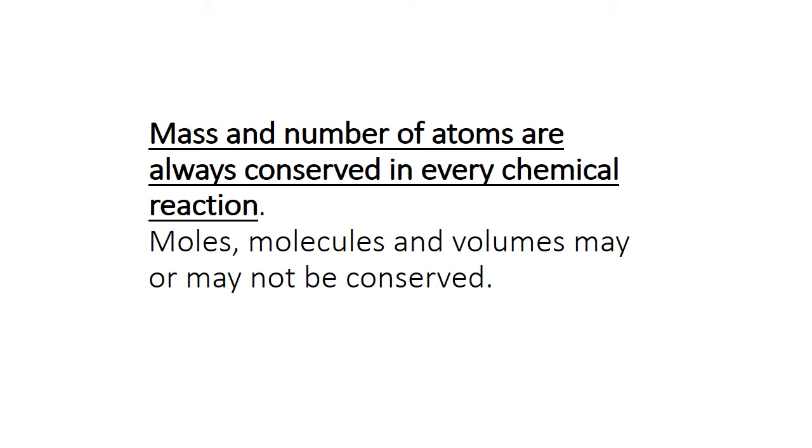So if we look back here, we see that mass and number of atoms are always conserved in a chemical equation. So that has to do with the law of conservation of mass. Because in a balanced chemical equation, we're going to have equal amounts of each atom on both sides. If we have equal amounts of each atom on both sides, then that means we're going to have equal masses on both sides. So the mass of our reactants must be equal to the mass of our products.